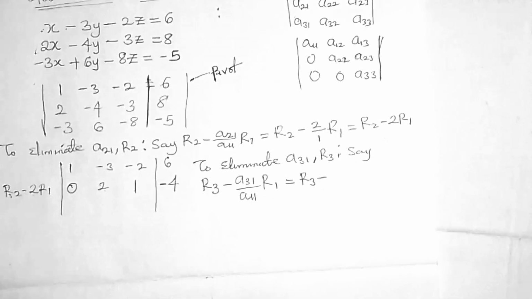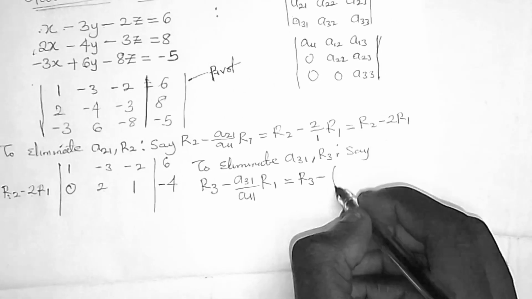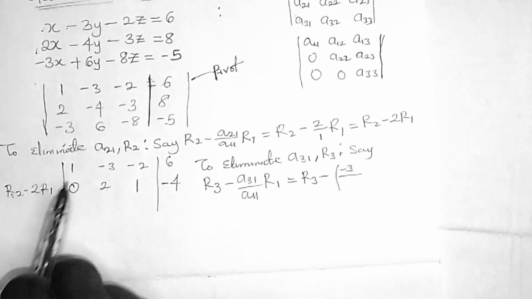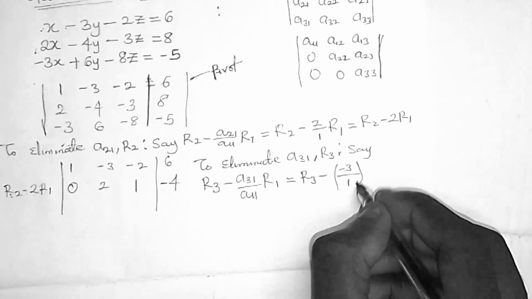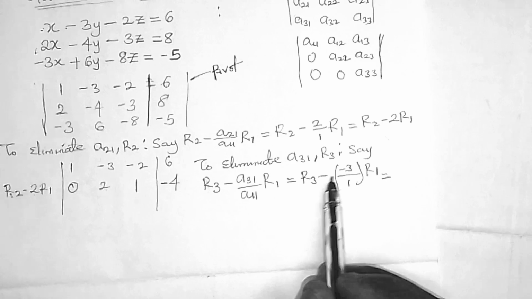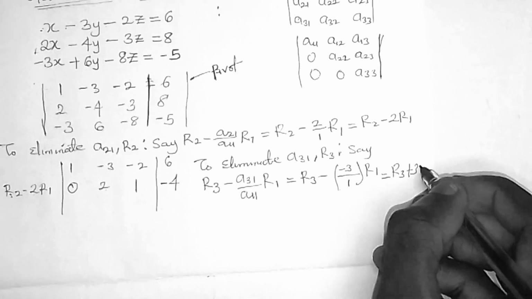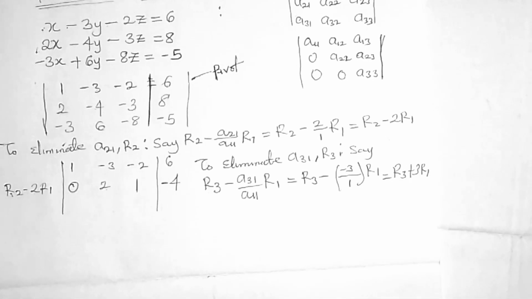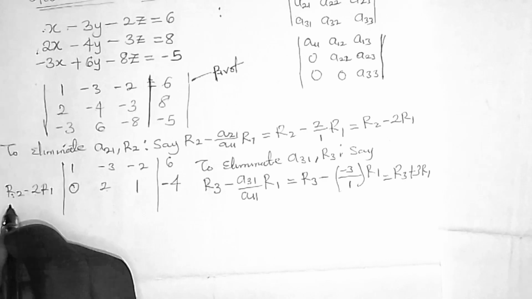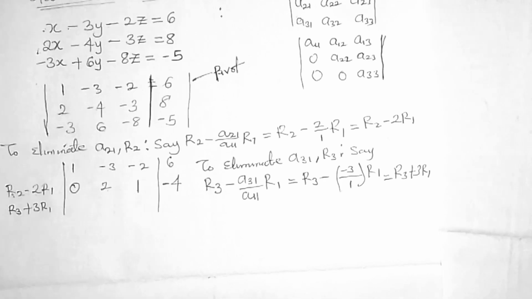So that will now give us R3 minus, what is your A31 here? A31 is minus 3. So A31 is minus 3 over A11, which is 1. Then multiply by R1. And that will give us minus times minus, plus. So that will give us R3 plus 3R1. Are you seeing that now? So that is the formula that you are going to be using. So in this place, for me to eliminate it, I'm going to use R3 plus 3R1.